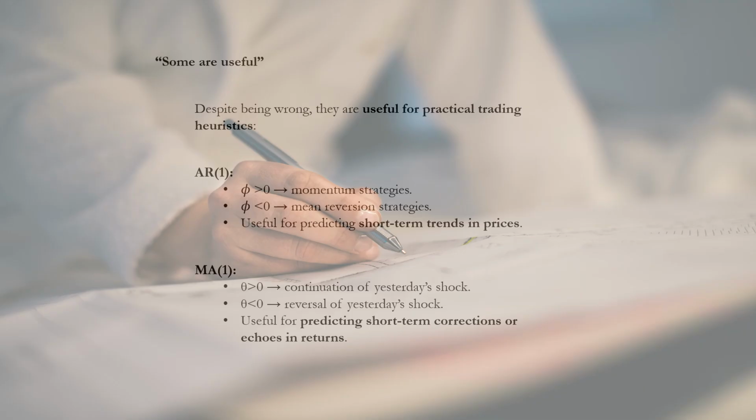MA1: if theta is greater than 0, it's a continuation of yesterday's shock. If theta is less than 0, it's the reversal of yesterday's shock, right? So I talked about the earnings announcements. And it's useful for predicting short-term corrections or echoes in returns.